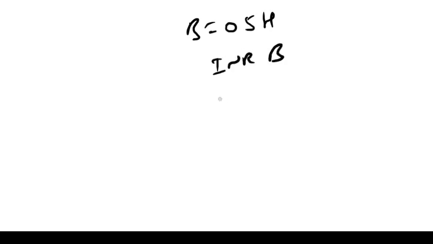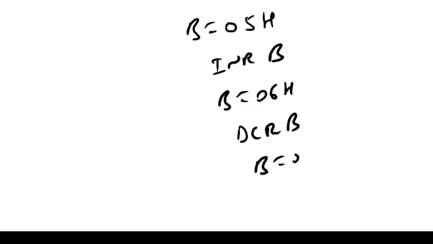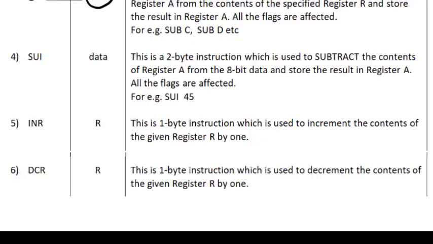Just for example, suppose register B contains 05H. If I write INR B, then the content will become 6. It increments the content by 1. Now if I write DCR B, it will decrement the content by 1. So INR and DCR are 1 byte instructions. They can increment or decrement the contents of any register by 1. So this was regarding the arithmetic instructions.